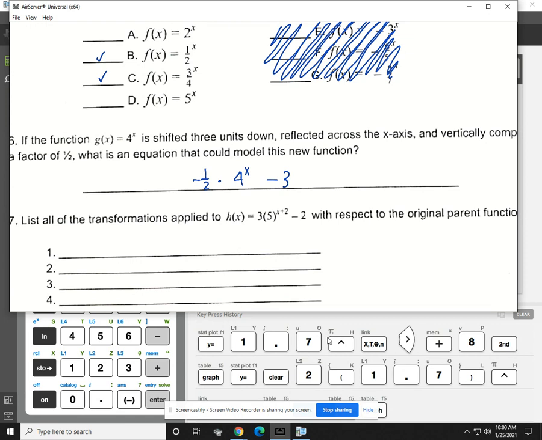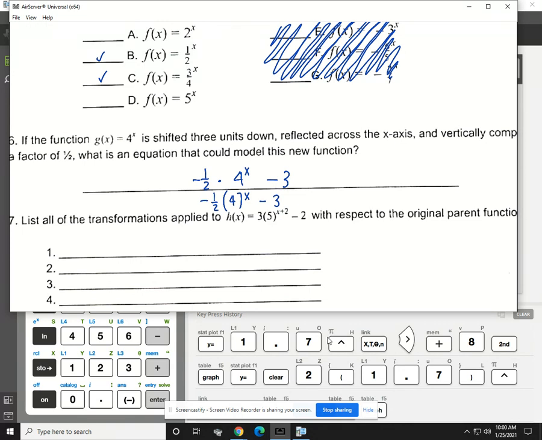Or you could have just as easily put negative 1/2, open parentheses 4, close parentheses to the x, and then minus 3 down to the side. Whether you use the times or whether you use the parentheses to represent A, B, and K, your call. Either of these would be 100% correct. I like it like this visually. But they're both completely right. Okay?